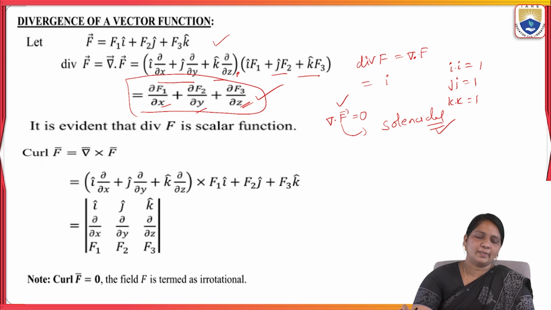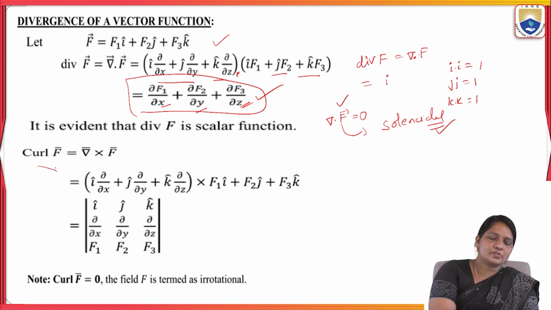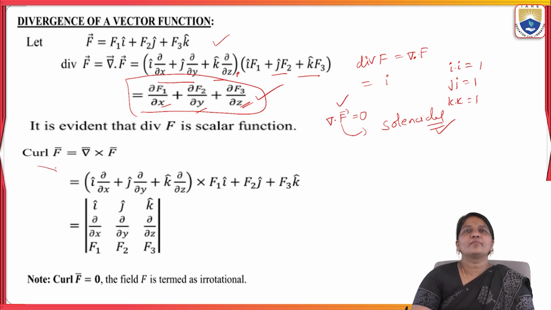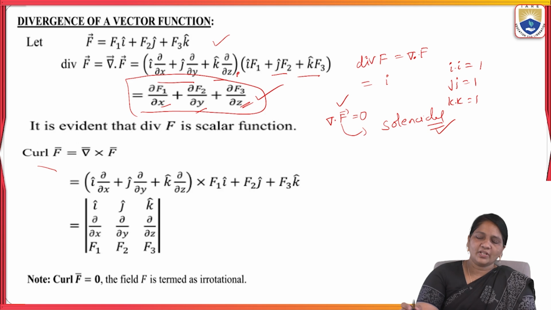That you have to remember. And here one more definition we also need, that is curl F, that is del cross F. Del cross F means we are taking the determinant here, that is i, j, k, ∂/∂x, ∂/∂y, and ∂/∂z. So what are this ∂/∂x, ∂/∂y and ∂/∂z? This is the del operator form.